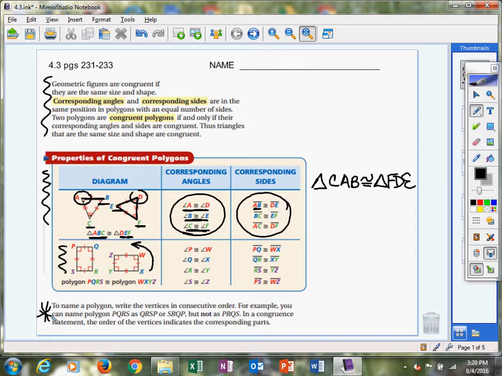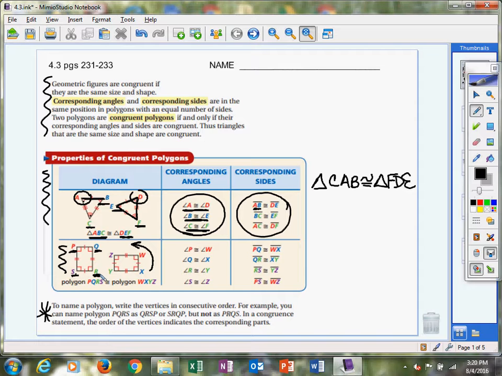You don't want to write P, R, Q, S. That's out of order. They need to be consecutive. So you could write it as P, Q, R, S. You could write it as S, P, Q, R. You could write it as R, S, P, Q. You could write it as Q, P, S, R.